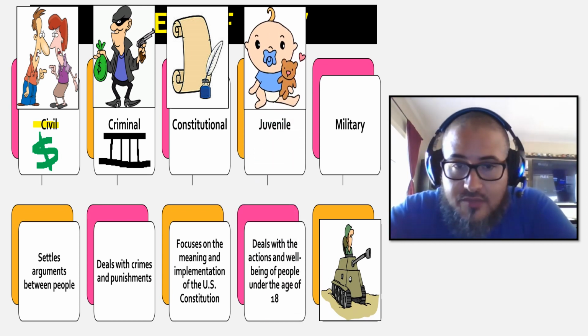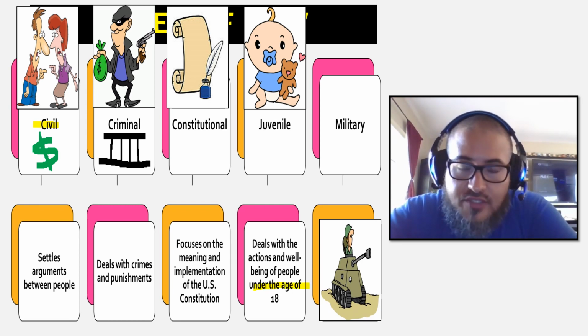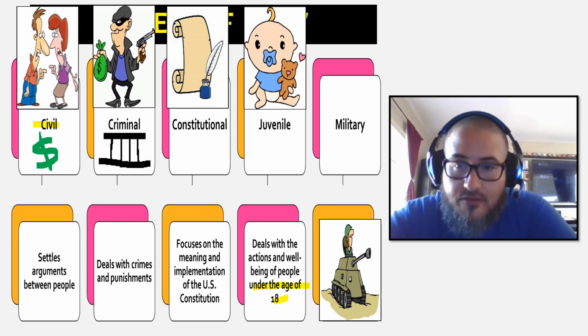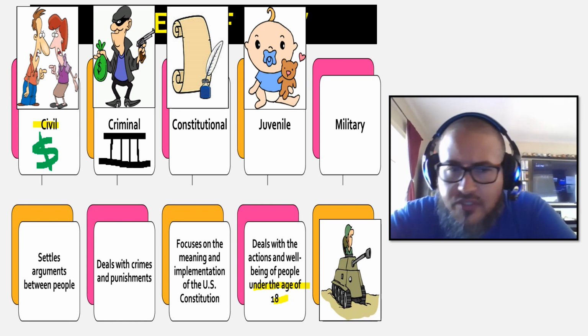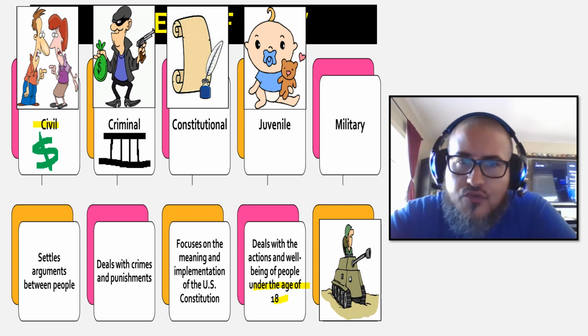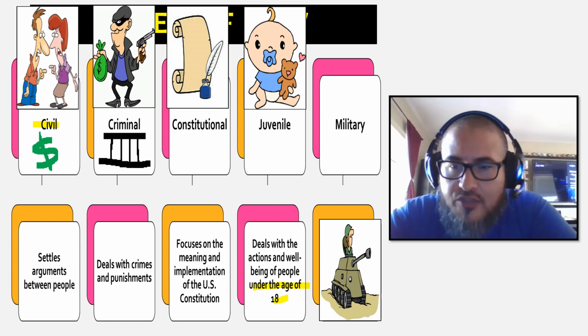Juvenile law is exactly what it seems like. It is the type of law that deals with the actions and well-being of people under the age of 18. Yes, it does include if a person under the age of 18 commits a crime, but it also involves just how they're going to be treated by their family, by society. If a person is being abused, God forbid, there could be a juvenile law component to that. Sometimes when parents get divorced and they're trying to settle custody issues and things of that nature, there are juvenile law things that deal with that. Typically, just think of people under the age of 18.